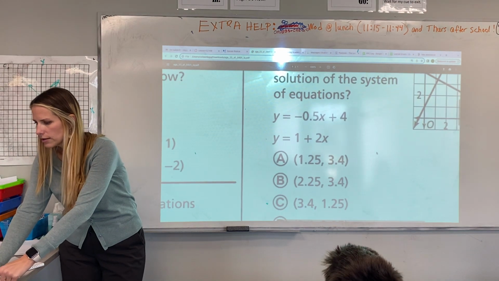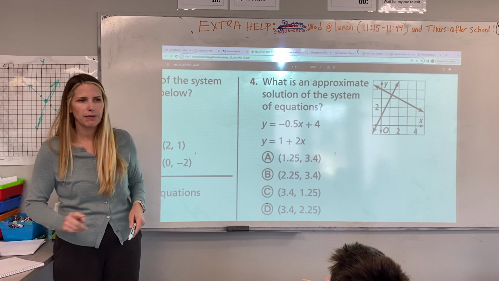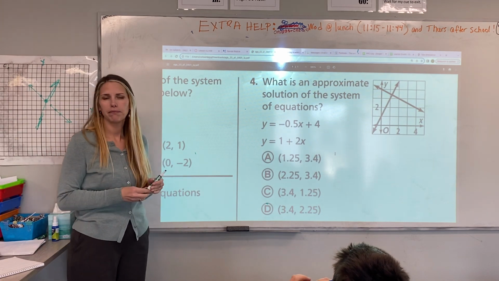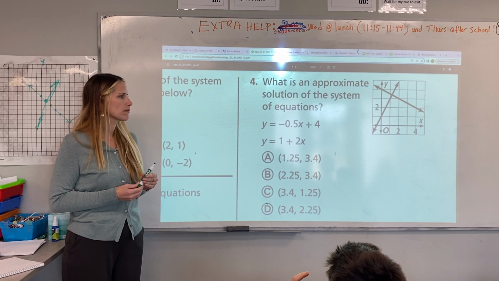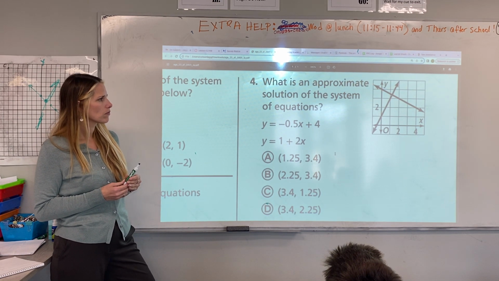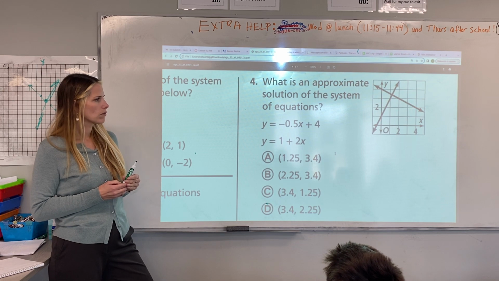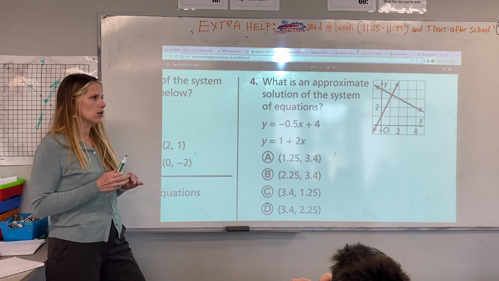Okay, I know the answer to this one. All right, for this one, Faith, you want to explain it? Yeah. Okay, go ahead. So, what I did is I started at positive 4, and I went down 0.5, so it would be like half of a block, and then I went to the right 1.